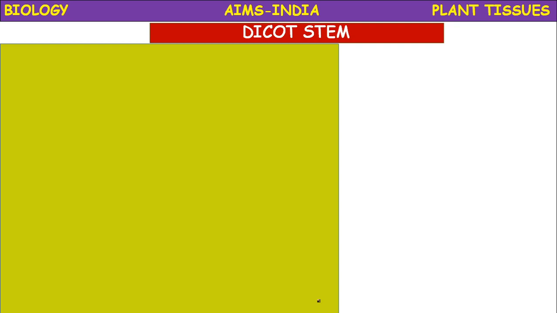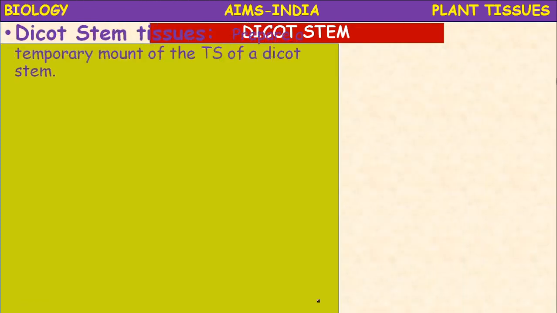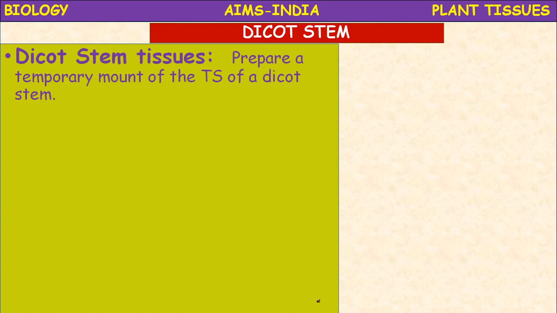What are dicots? You already studied in your lower classes. Okay, the plants which produce seeds with two cotyledons are called dicots. These dicots possess a taproot system, and they possess reticulate venation in the leaf. For example, you can take a sunflower plant. Okay, the best example is Cucurbita, which means cucumber plant. So for the dicot stem tissue, prepare a temporary mount of a TS of dicot stem.